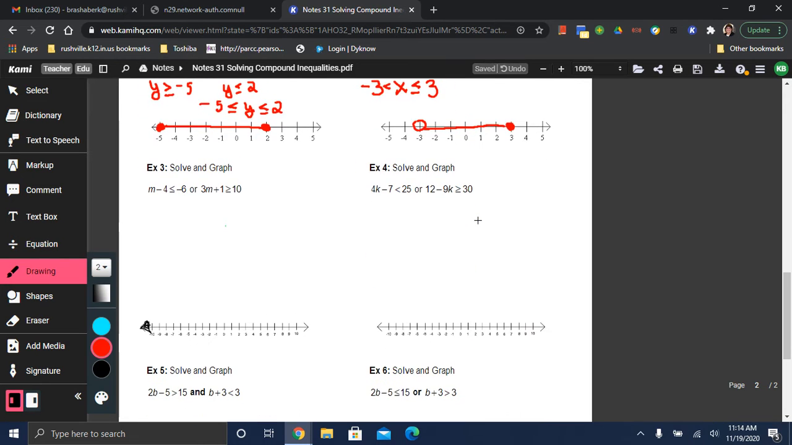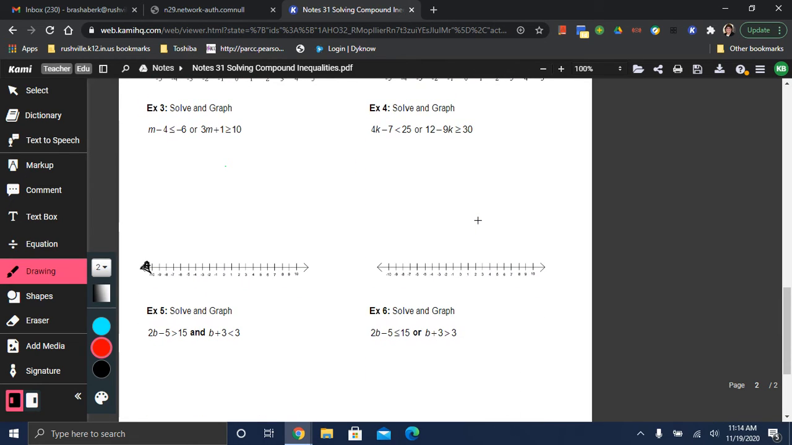I'm going to move us on to examples 3 and 4. For these, we will be solving OR problems. So for OR problems, we will work with each individual inequality separately, and then graph them on one number line.